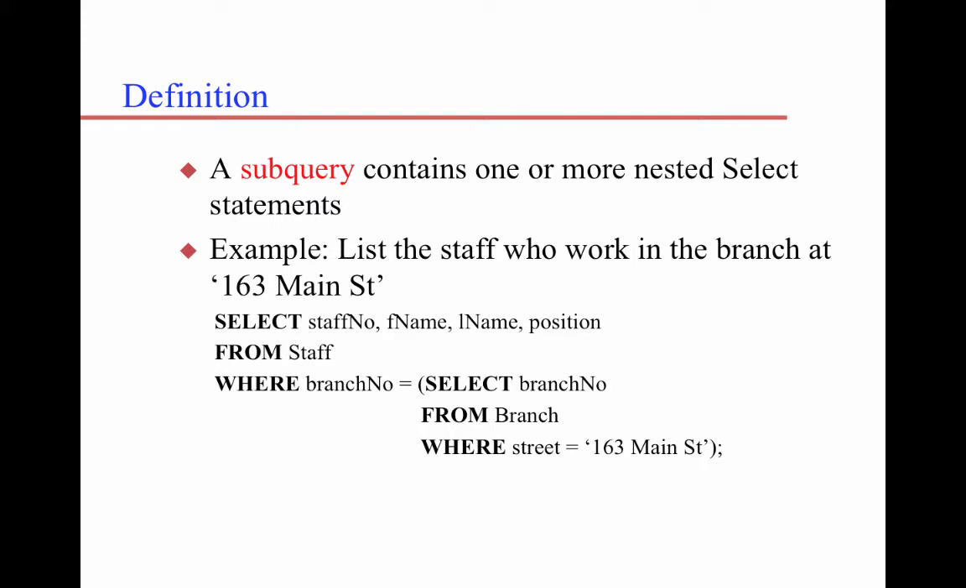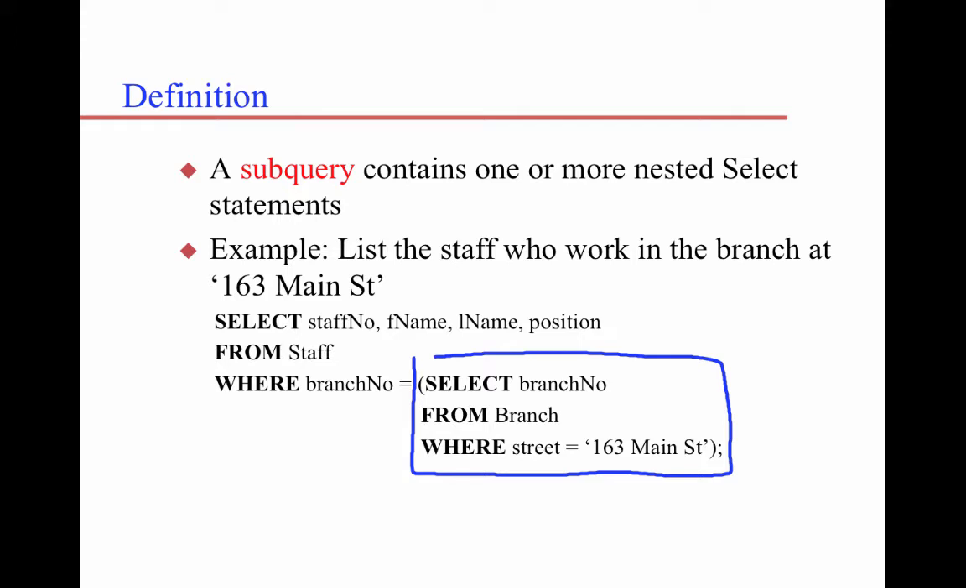So here's an example where we want to list the staff who work in the branch at 163 Main Street. And like I said last time, if you knew that Main Street was the branch with the code B003, you could simply say where branch number equals B003, but the chances are you don't. And so you need to locate the branch code associated with 163 Main Street. And the way you can do that is write a subquery that's nested in your main query. So here we select the branch number from branch where the street equals 163 Main Street.